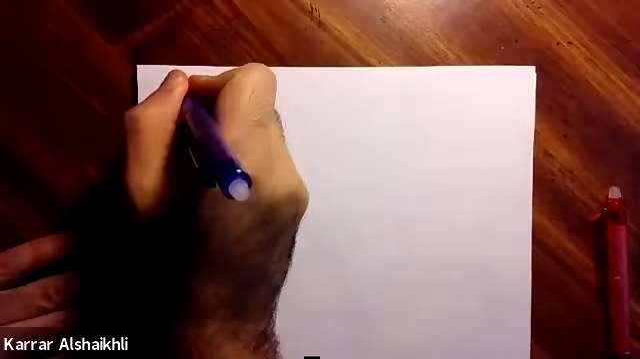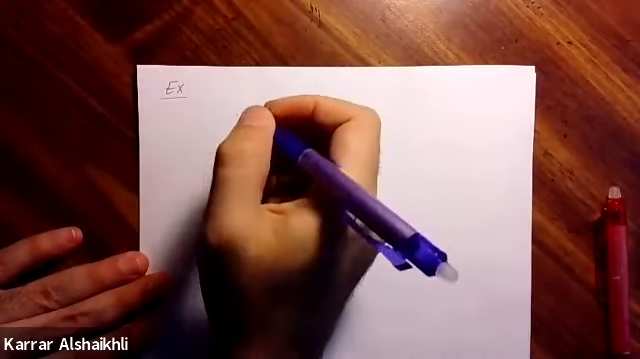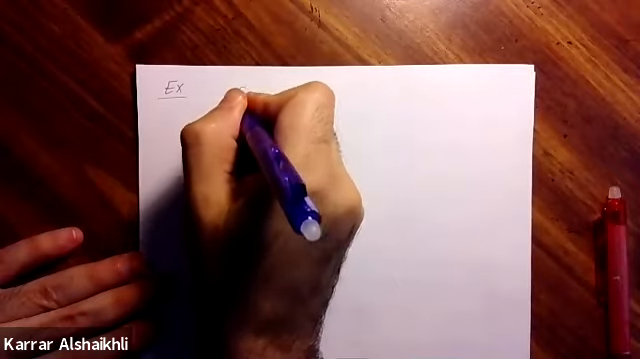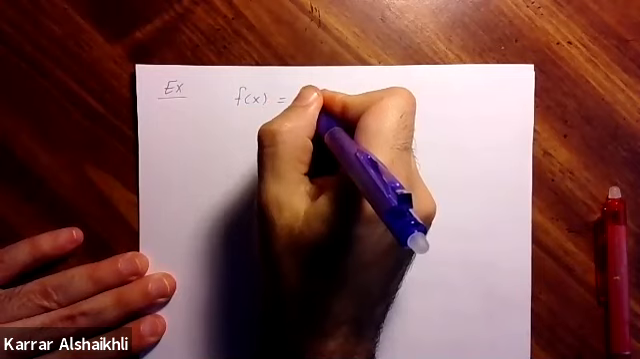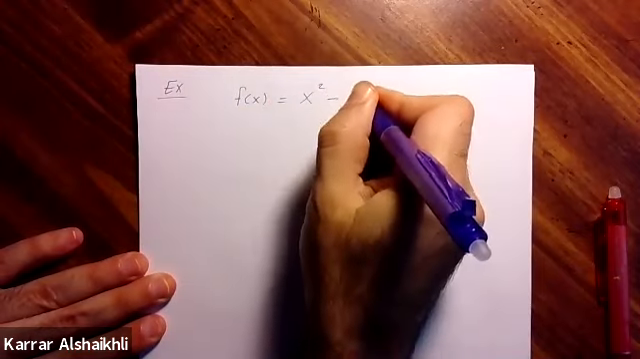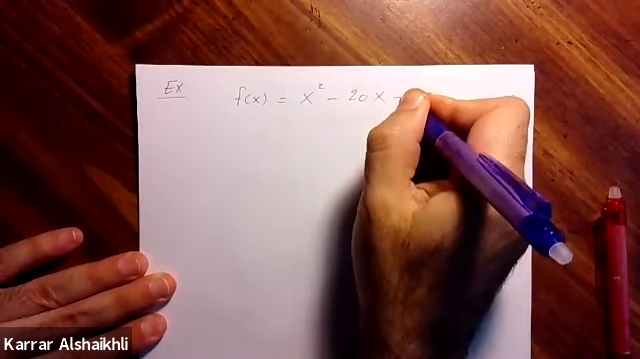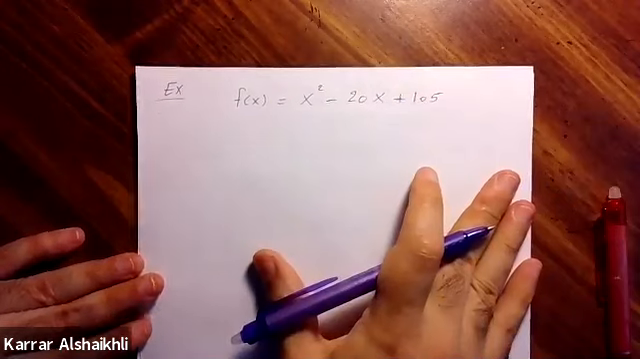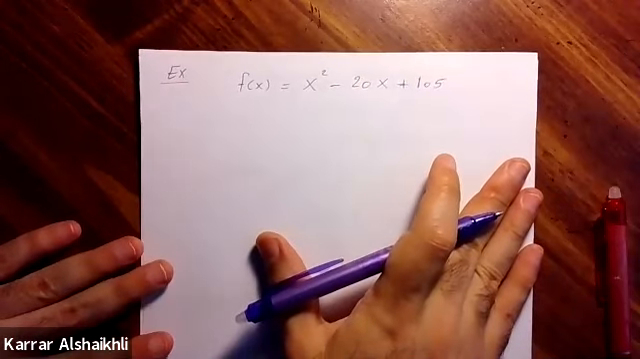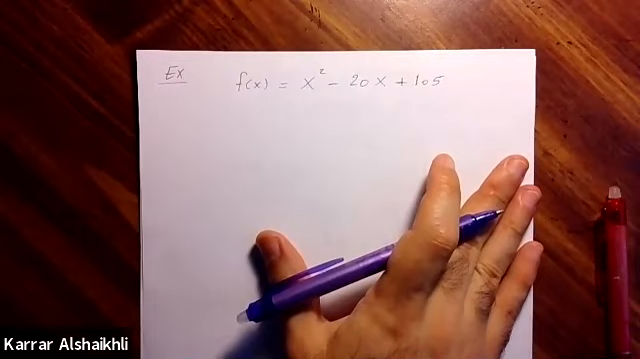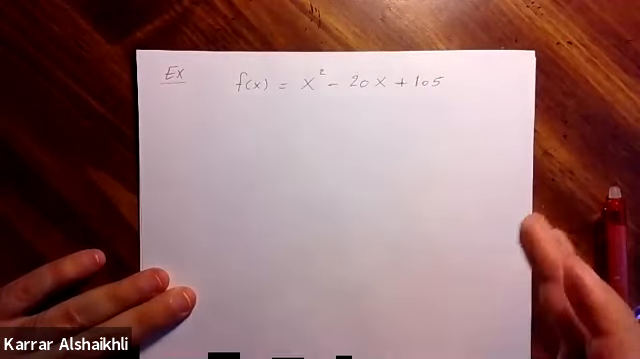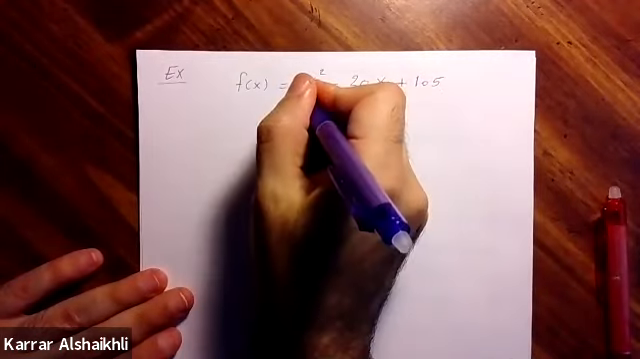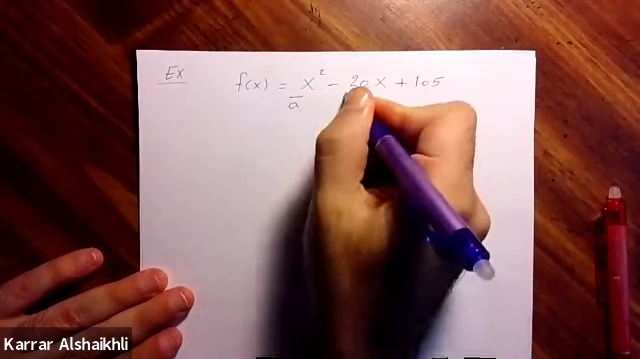So if we have f of x, for example, f of x equals x squared minus 20x plus 105. Now we need to find the vertex point, and we're going to find the vertex formula. So now I have to locate the important thing, the a and the b. This is the a, the number here, and this is the b.